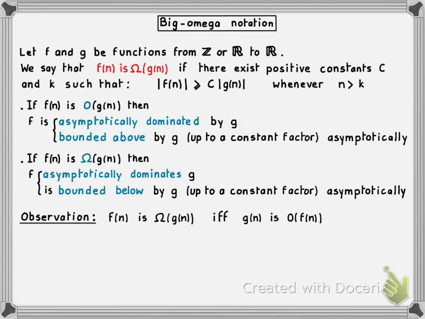And so the observation is that if one function is big omega of another, then the second function is big O of the first one, and vice versa. These two statements are equivalent.